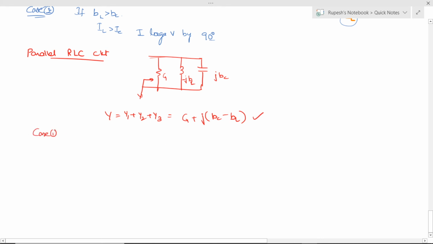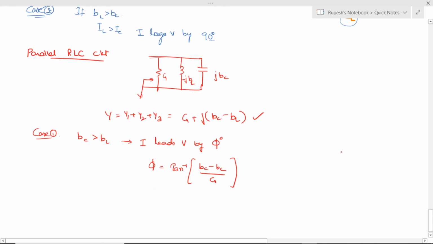First, case 1. In case 1, we consider that the capacitive susceptance is greater than the inductive susceptance. In this case, the current leads the voltage by phi degrees. So phi is equal to tan inverse of (BC minus BL) by G.